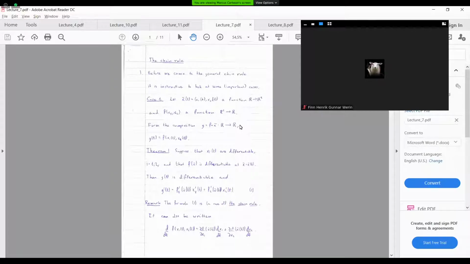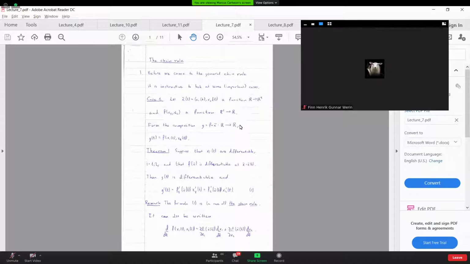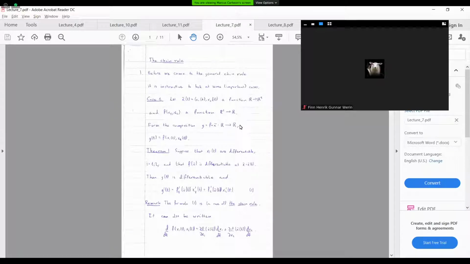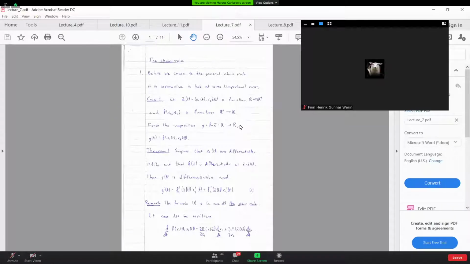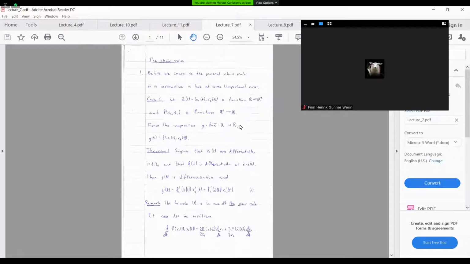If I have 2 points, maybe green is not good, red. If I have 2 points here on my time axis, separated by a delta t, so delta t is now a small time step.